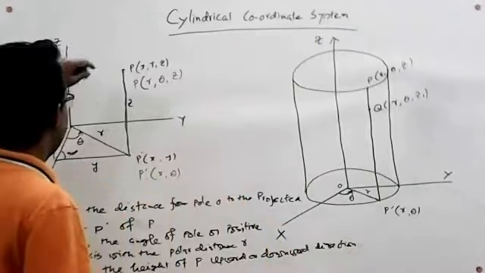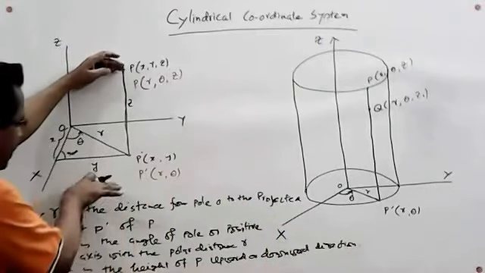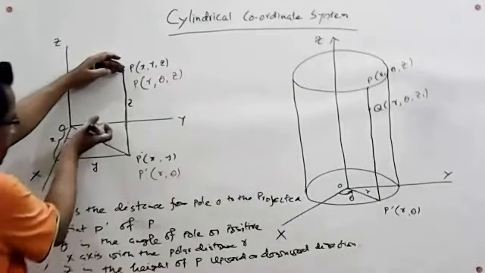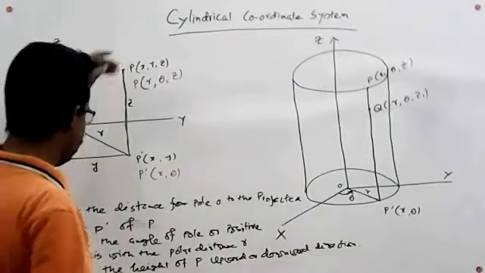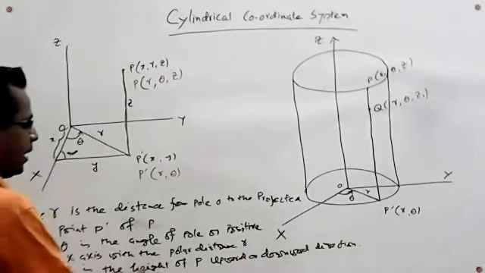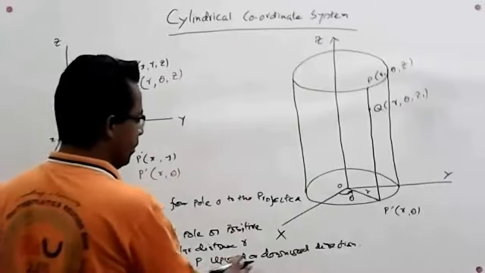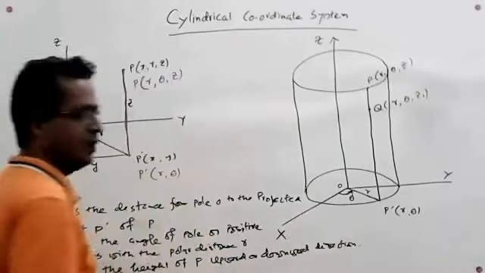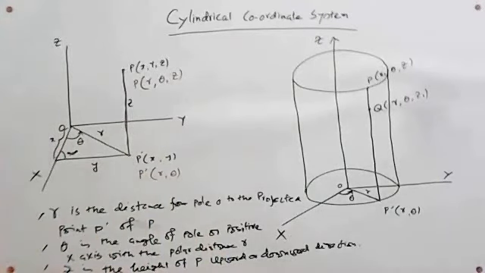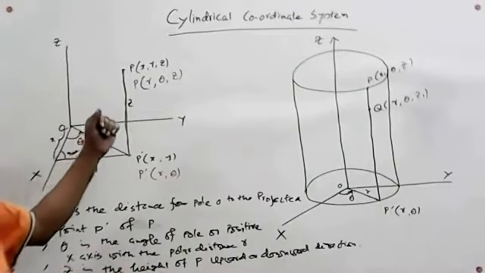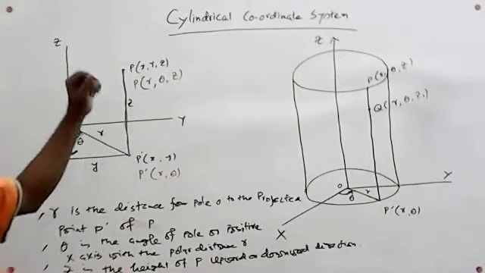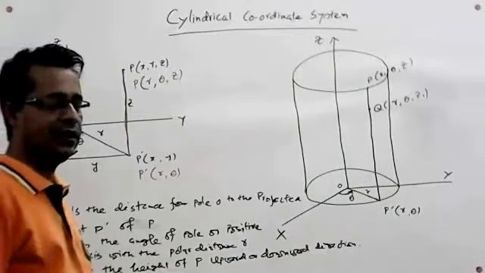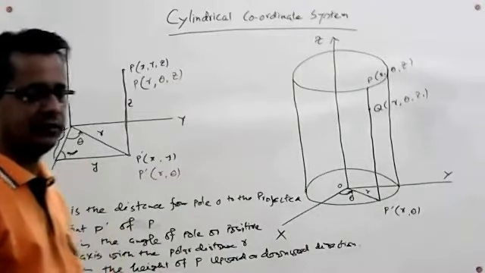This point can be situated below the x-y plane, and then the height will be negative. So that is the height in the upward or downward direction. This is the description of the cylindrical coordinate system for a point P: r, theta, and z.